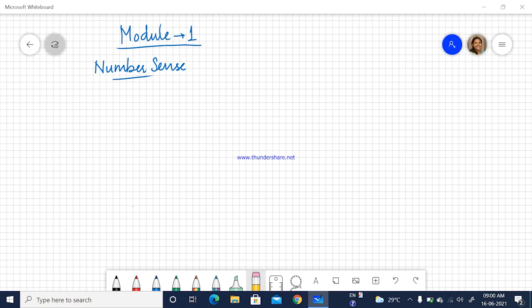In this lecture of S2 Business Mathematics for CA and Corporation, we are focusing on Module 1, number sense. Now let's discuss what a prime number is.